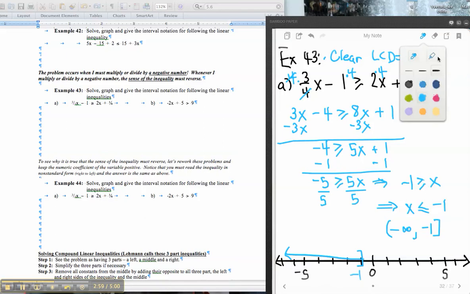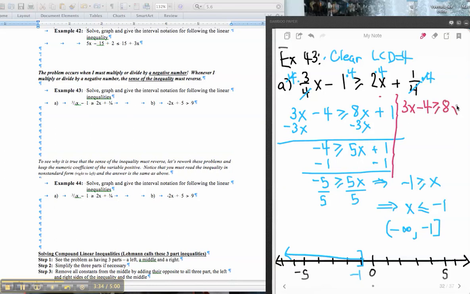Now, the other way of looking at this is to not try to keep the variable positive, but to move all the variables over here to the left and the numbers over to the right, and this is what's happening then. And that's why 43 and 44, we have two examples with the same numbers in them. So I'm just going to do these simultaneously. The clearing process would have still gone the exact same way, and now instead I would be moving the 8 over to this side. So 3x minus 4, and then greater than or equal to 8x plus 1.